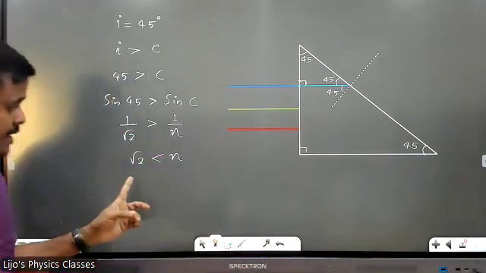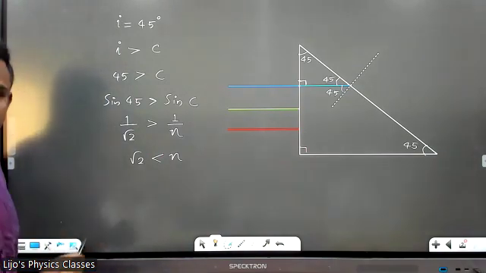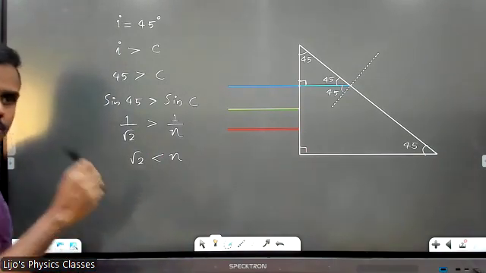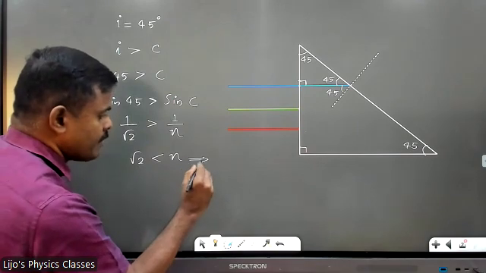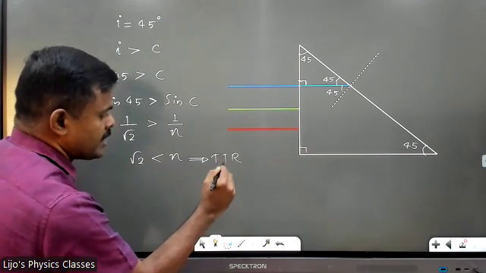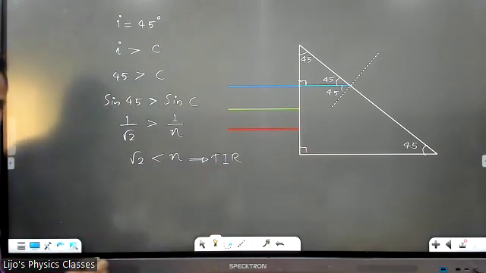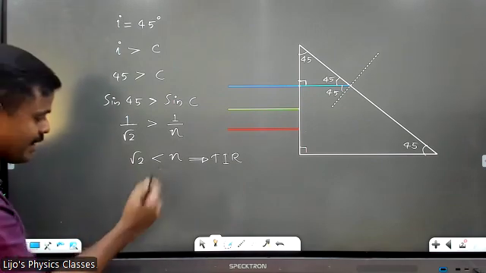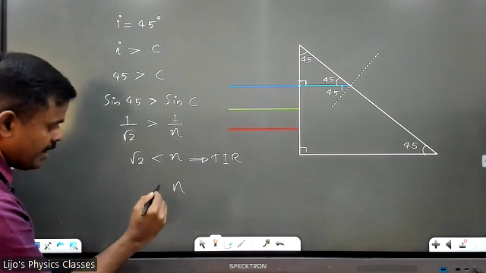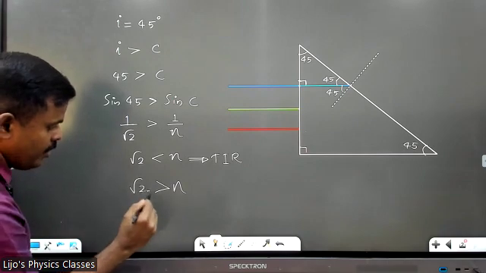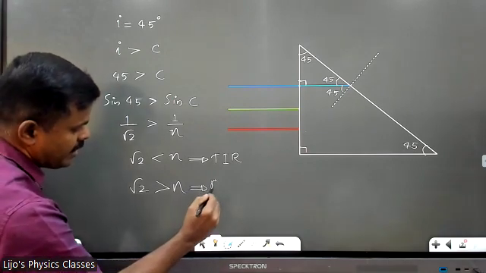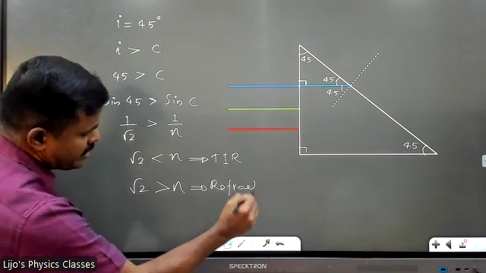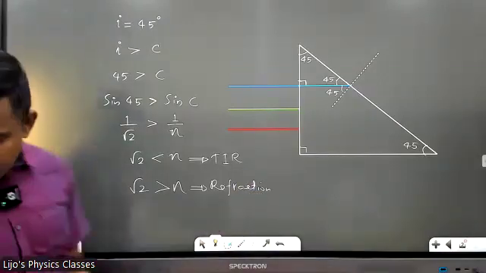Got it? So, what is the condition? If n is less than root 2, that will undergo refraction. N greater than root 2 will undergo TIR, total internal reflection. Am I correct? Now, tell me the refractive indices of each color.